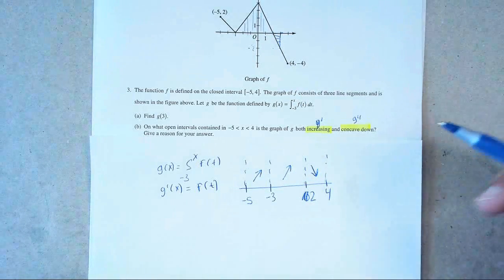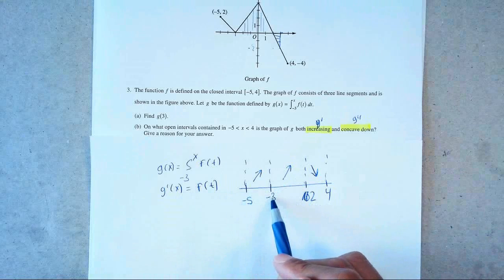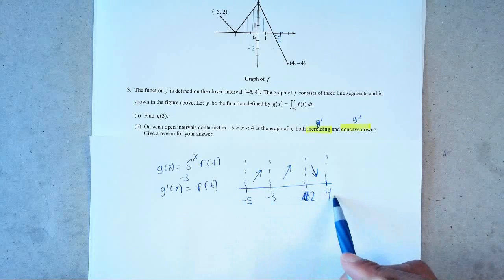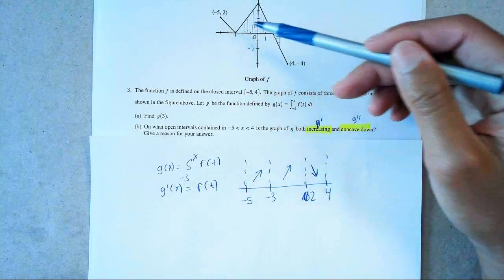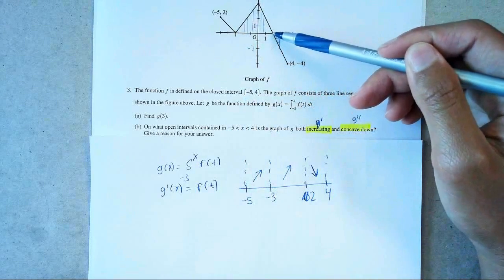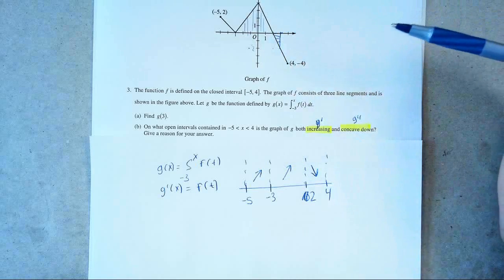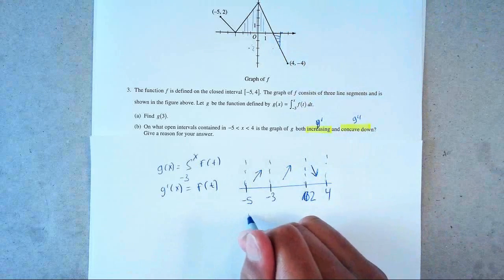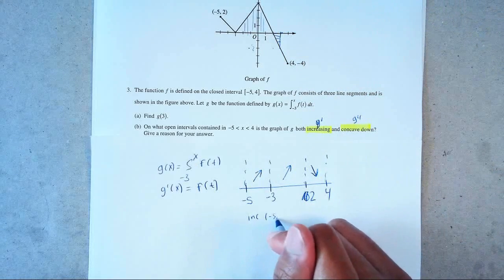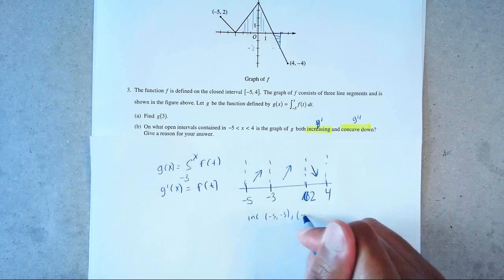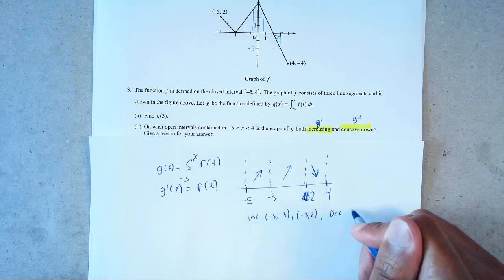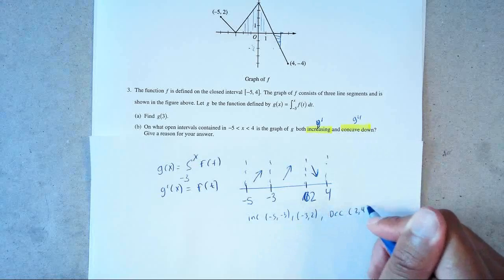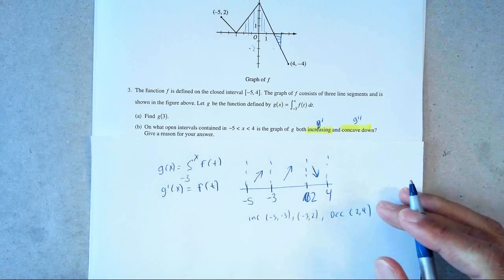Now once you have that, remember, the reason why -5, -3, 2, and 4 are my critical numbers: -5 and 4 are my end bounds, -3 is my first critical number, and 2 is my second critical number. Those are the values that make it equal to 0. So then I can say that it's increasing from -5 to -3, comma, -3 to 2, and it's decreasing from 2 to 4. So then once you have that, you move on.